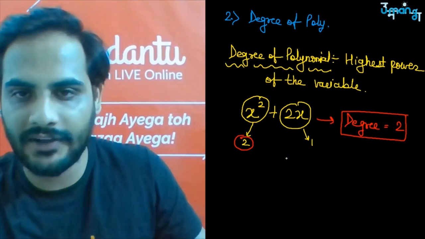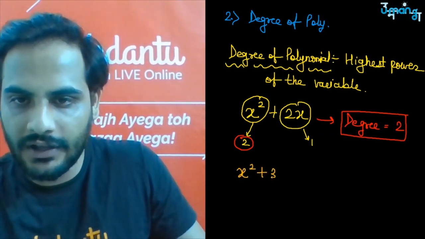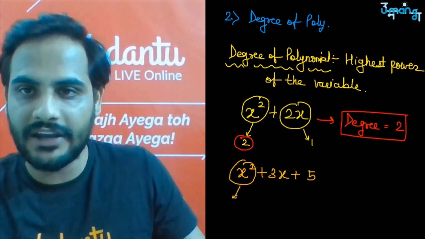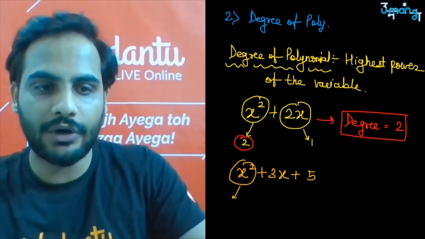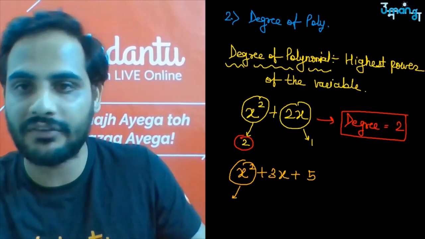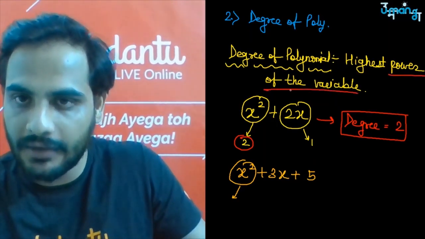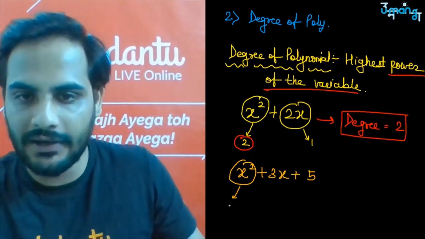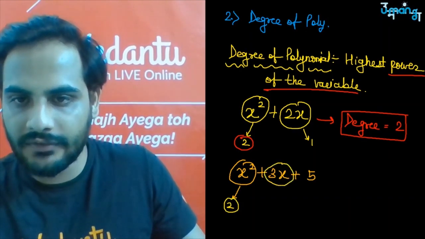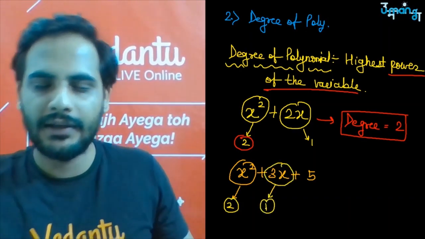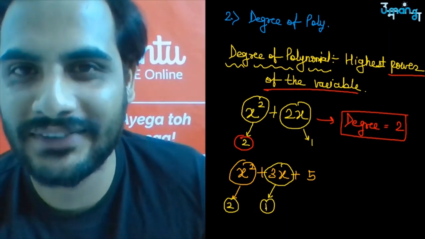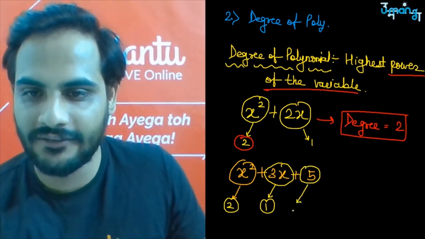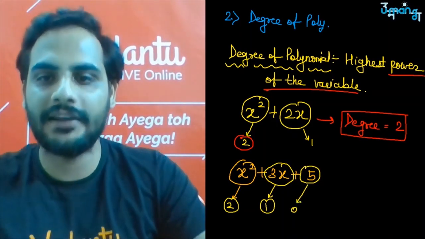Let's say one more example. If I say x square plus 3x plus 5, for example. So in x square, as you all know, the power of the variable is 2. Remember, I am talking about the power of the variable, not the power on a number. In 3x, the power of the variable is 1. And what is the power of the variable in 5? Understand, the power of the variable in 5 is 0.